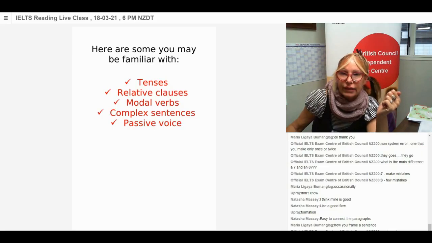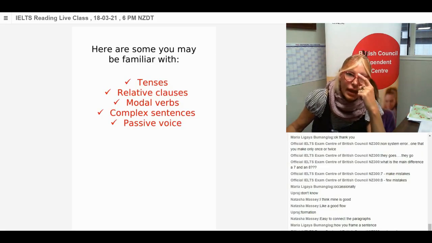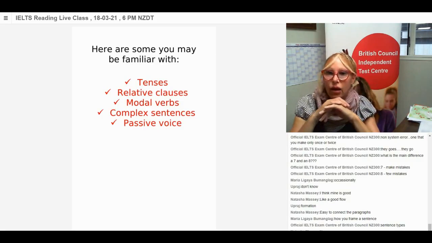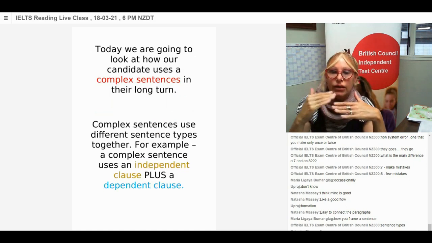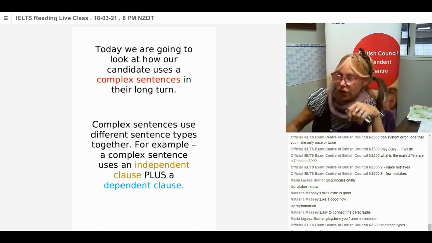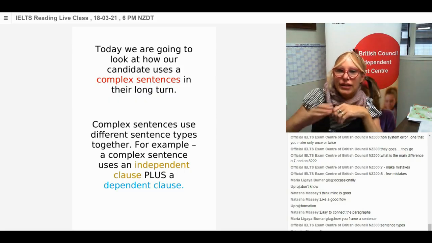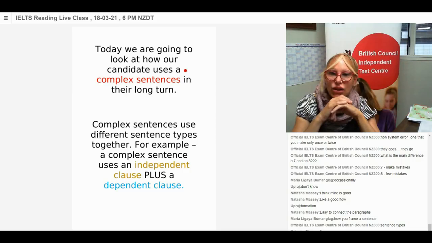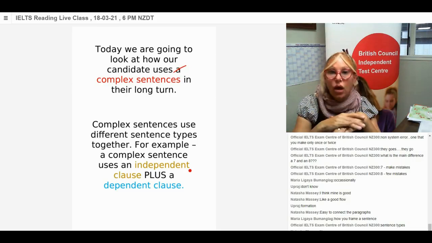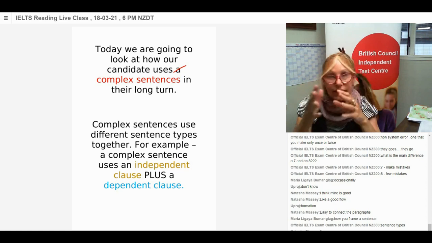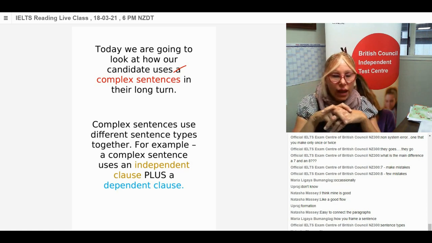Okay, thanks. Okay, so today we're going to look at how our candidate uses complex sentences in their long term. And so today we're focusing on complex sentences because it is the indicator of a good competent speaker in English.